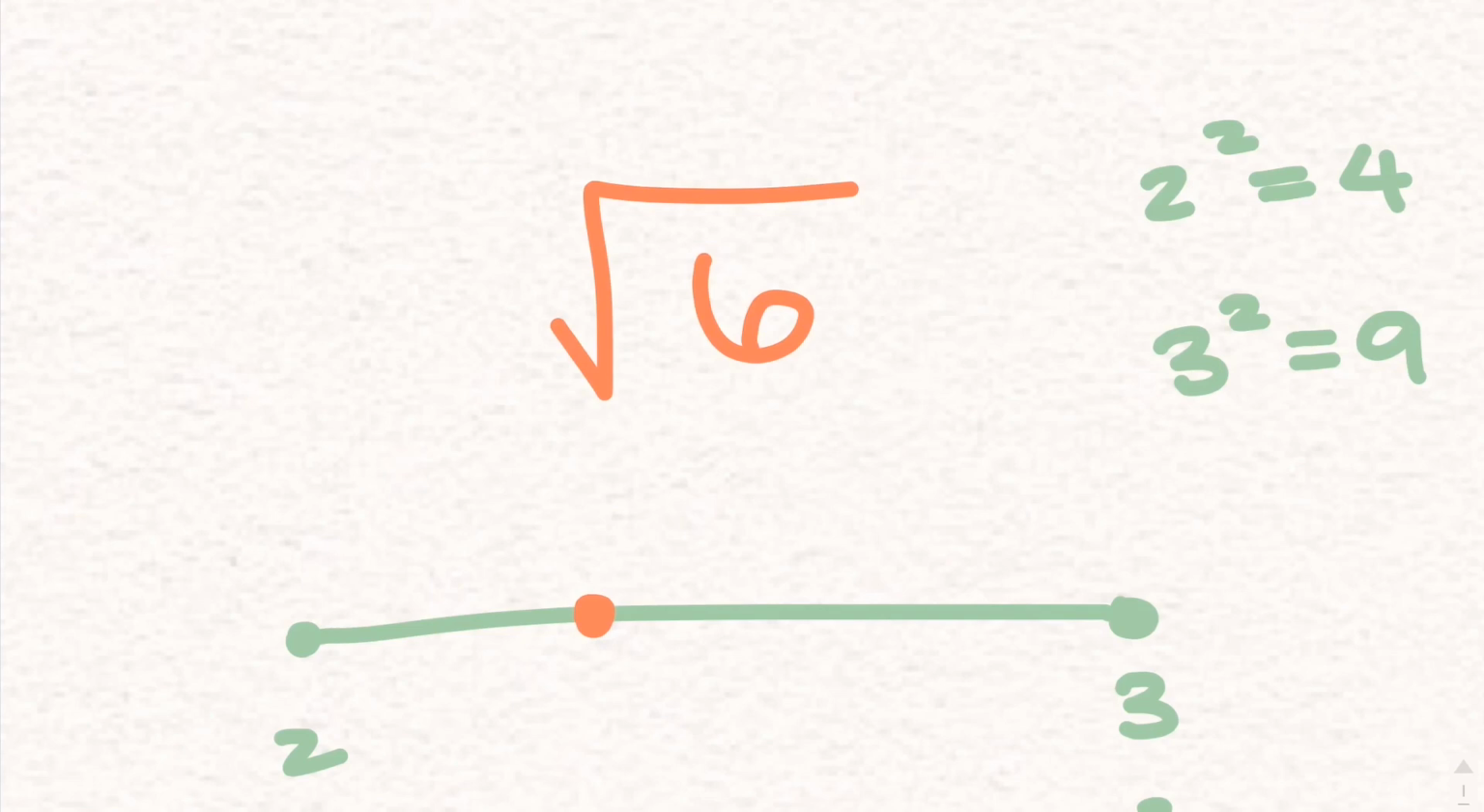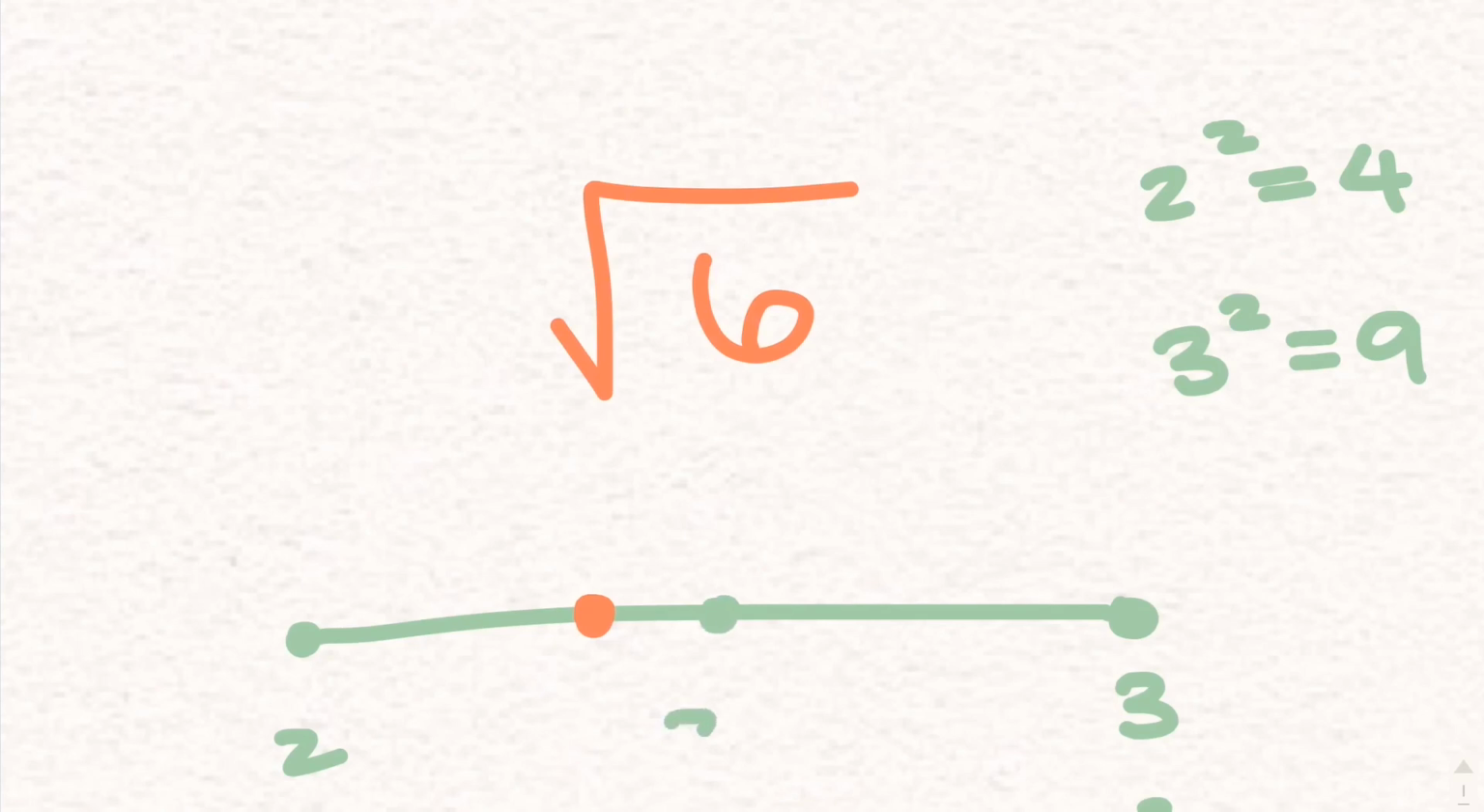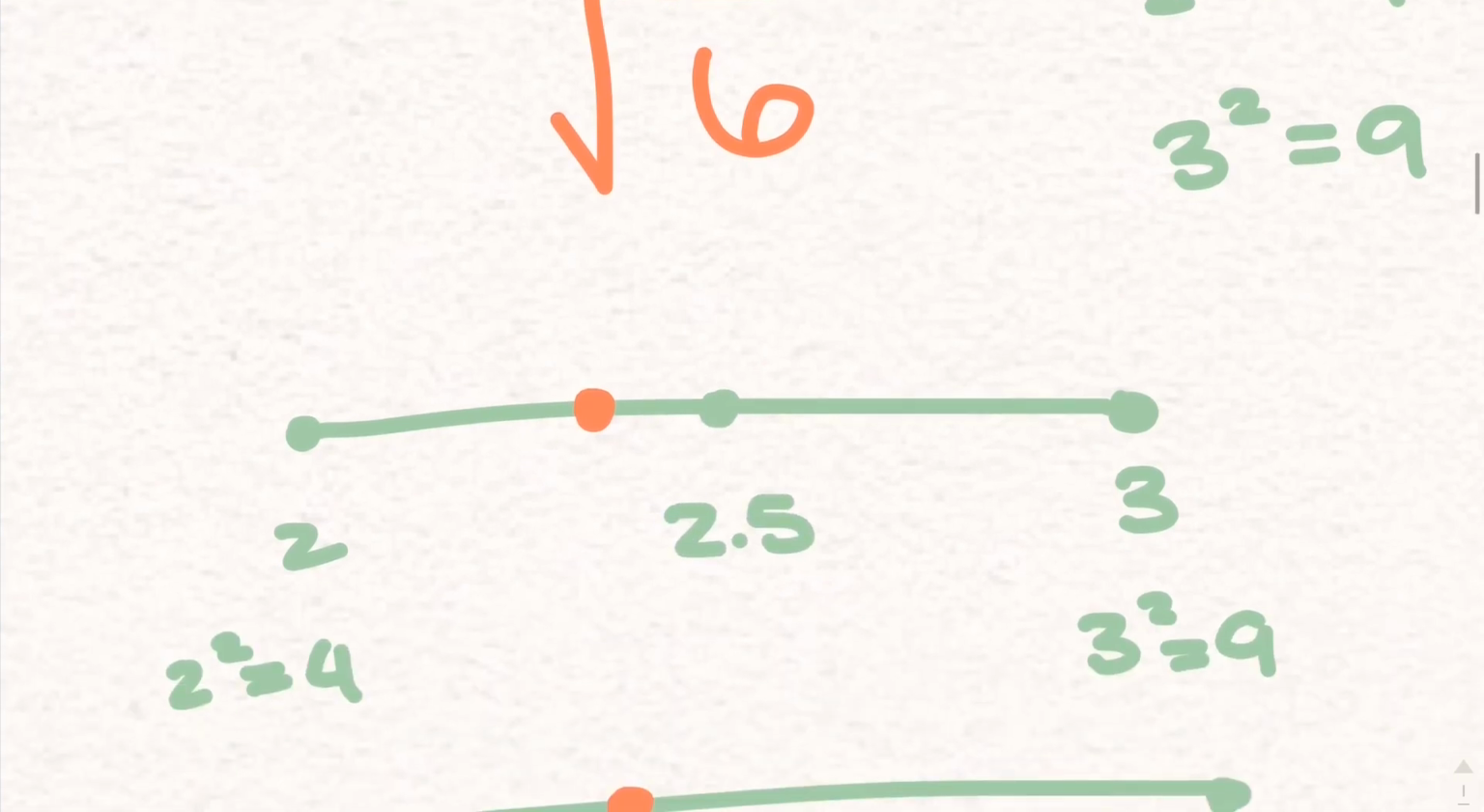In order to make this more exact, we can approximate this radical to the nearest half. So we want to add another point on our number line, which is 2 1/2. And 2 1/2 squared, let's just do this off to the side.